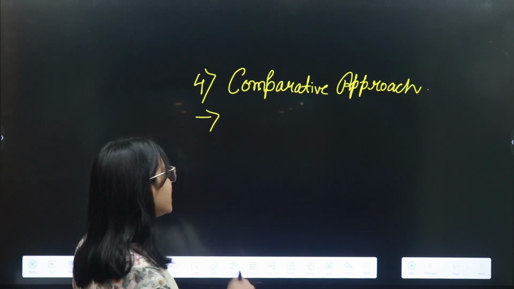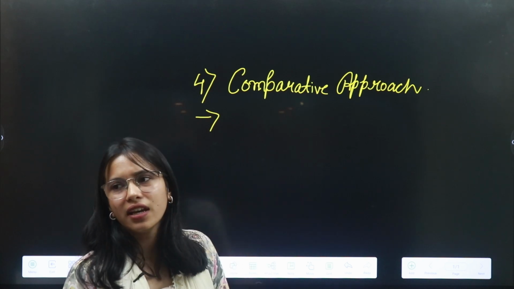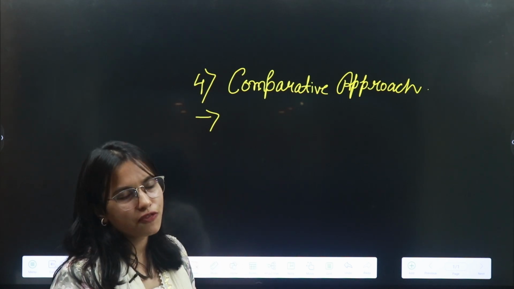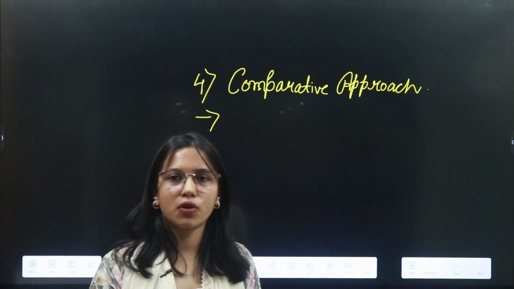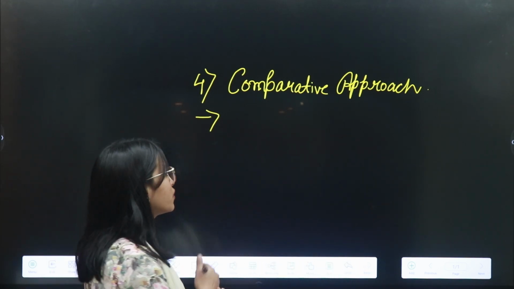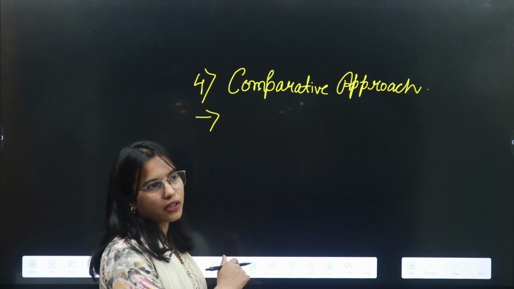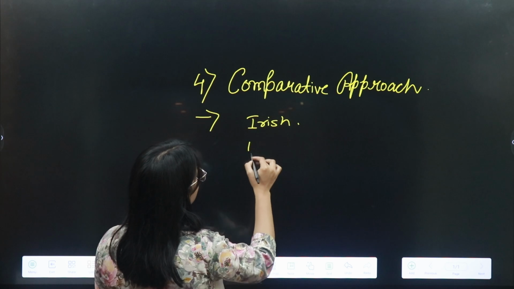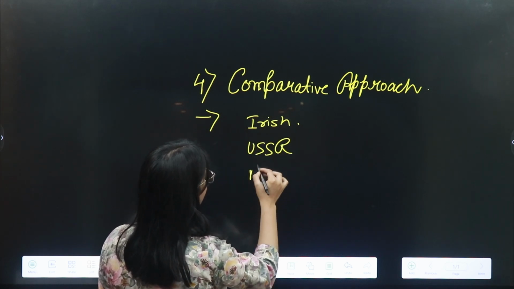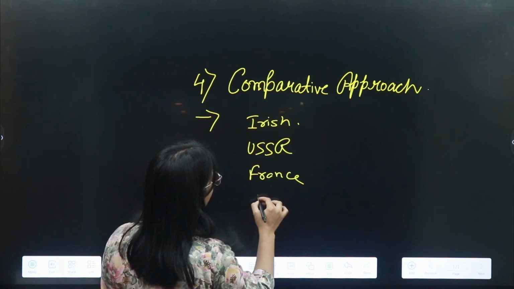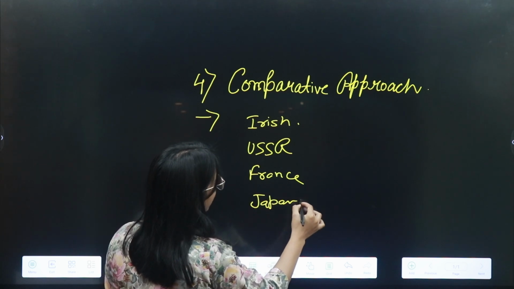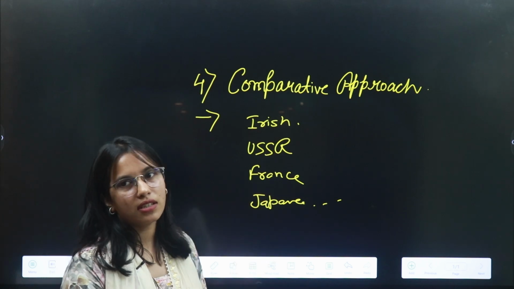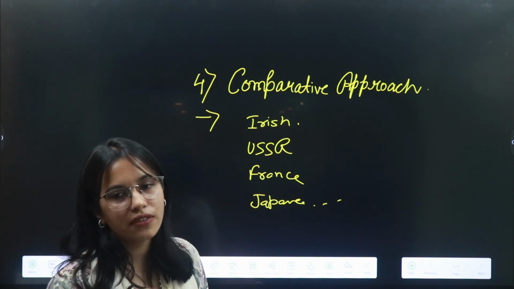We know that the Indian Constitution has taken a number of laws, rights, and directive principles from a number of countries' constitutions. For example, it has also taken insights from the Irish Constitution, from the USSR's constitution, from France's constitution, from Japan's, and so on. So we already know this, and this is the exact meaning of the comparative approach.